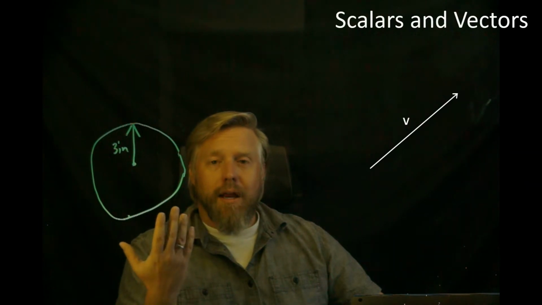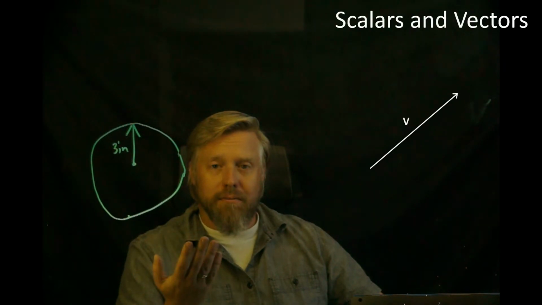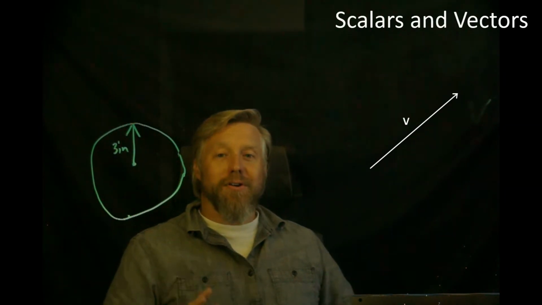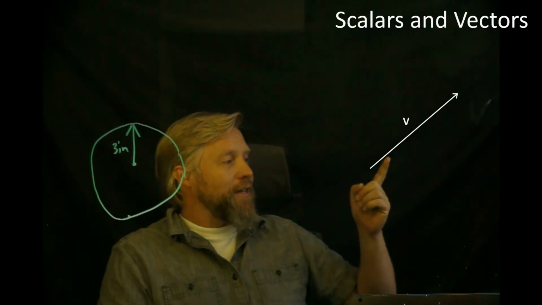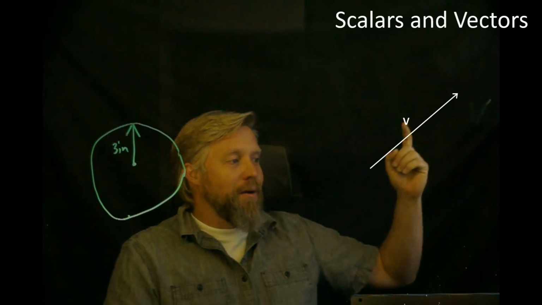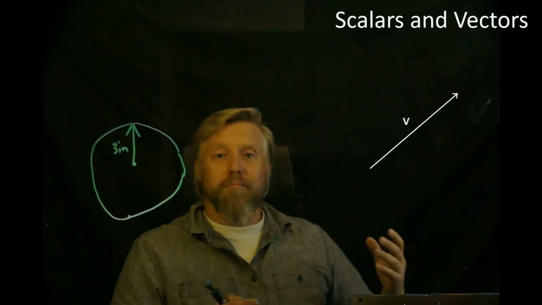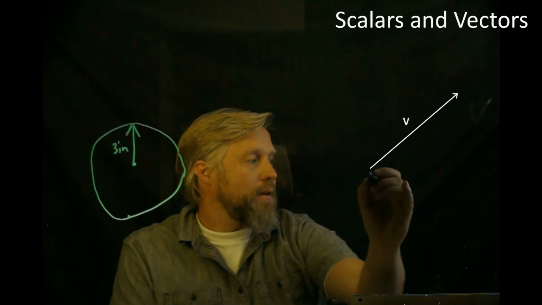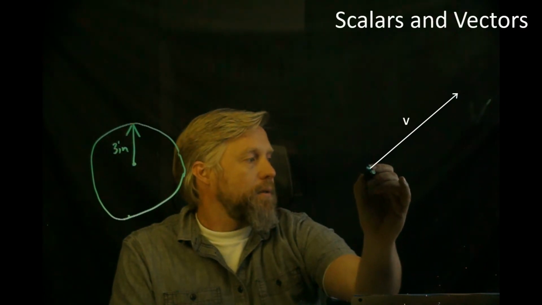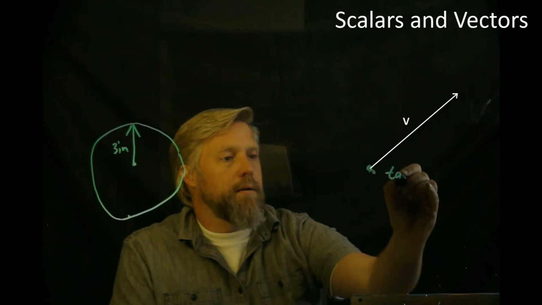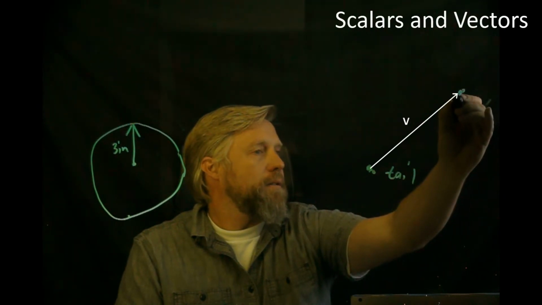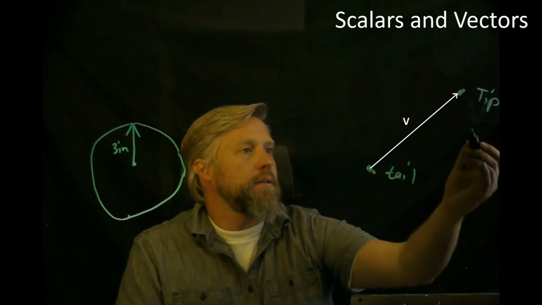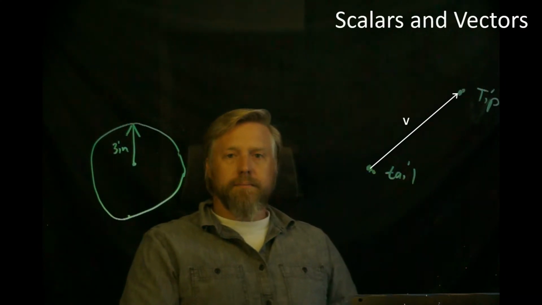So we now know the difference between a scalar and a vector. Let's talk a little bit about some of the terms that we're going to use to describe vectors. You can see we have a vector v here, and this vector is defined by the arrow. There are different parts of this arrow. This end is called the tail. And the end with the arrowhead is called the tip. So this is the tip, and that is the tail.